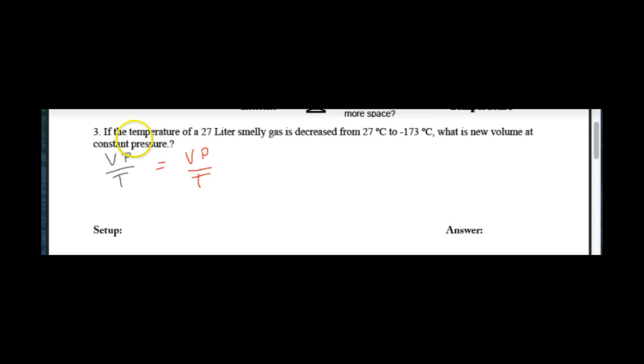So if we read this question, it says, if the temperature of a 27-liter sample of gas is decreased from 27 degrees Celsius to negative 173 degrees Celsius, what's the new volume? Well, based on what we just said, we're not able to plug the Celsius temperatures in. Can't do it. It has to be in Kelvin. So I'm going to hit stop a second, and I'm going to convert these numbers to Kelvin. You hit stop and see if you get the same numbers. It's just a simple little formula. Let's see if you remember what it is and if you can do it.